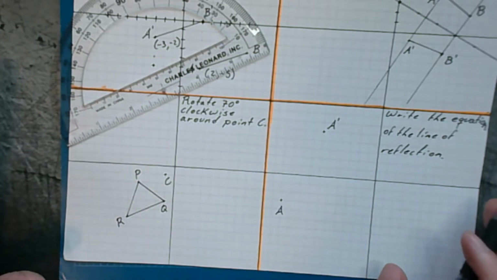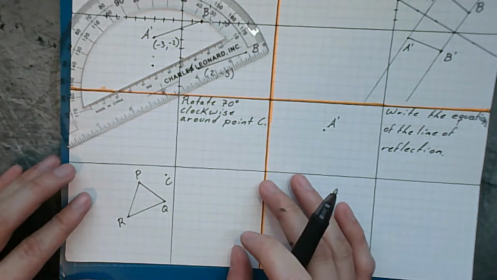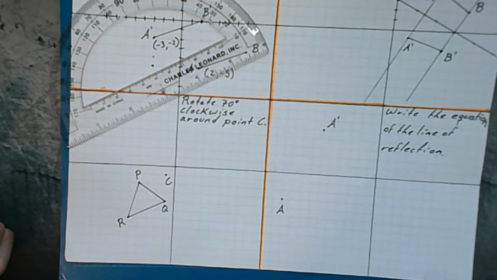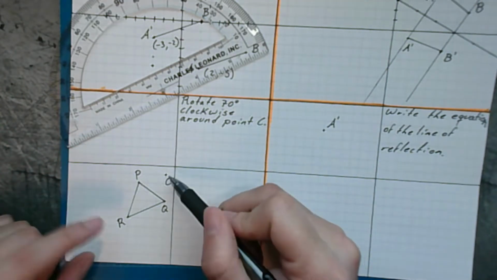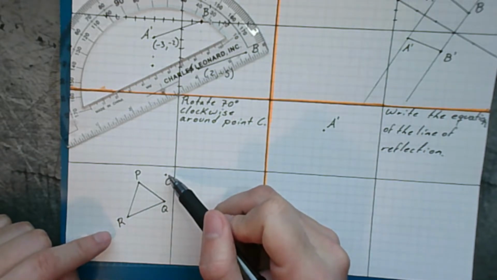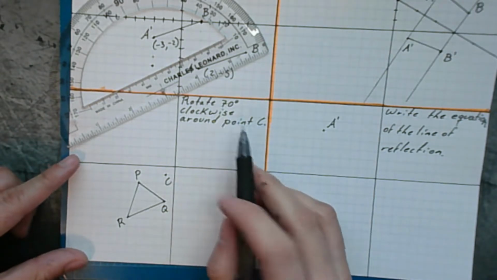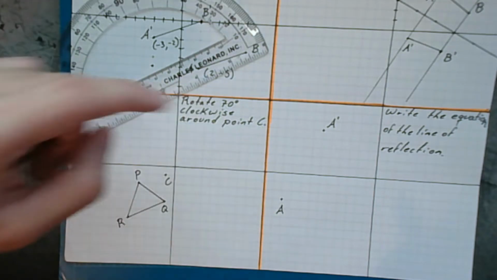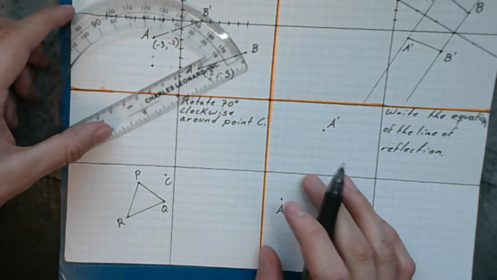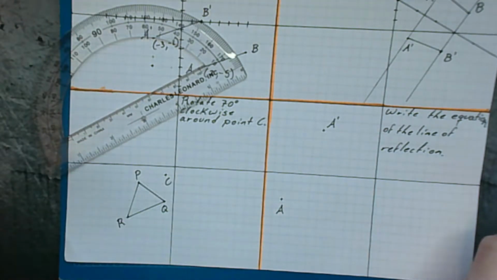Hopefully you guys remember these types of problems, that you need a center of rotation to do a rotation. You need a center of rotation, which in this case is given to be point C. You also need to know the direction you're rotating. In this case, I'm rotating clockwise, so I'm rotating this way. So let's do this problem. Hopefully you guys also remember this process.